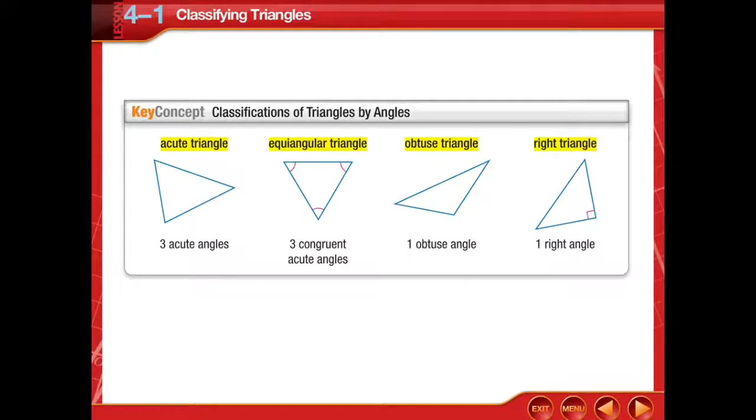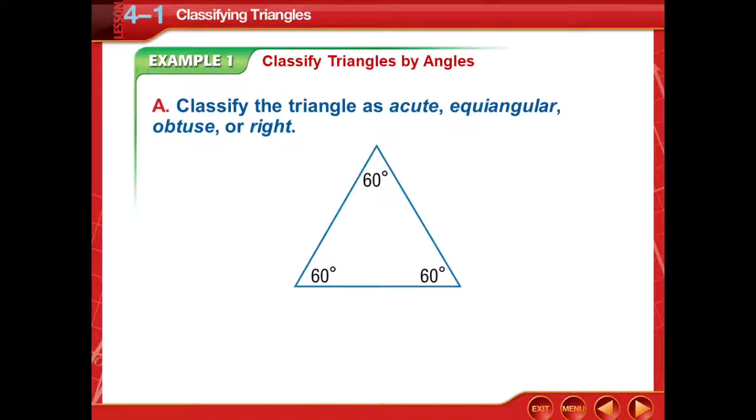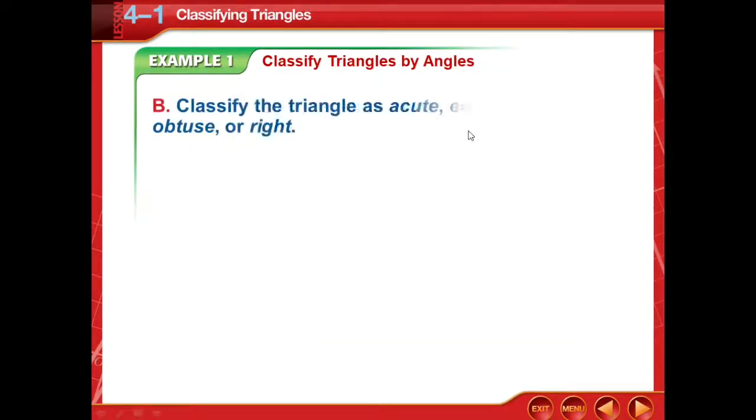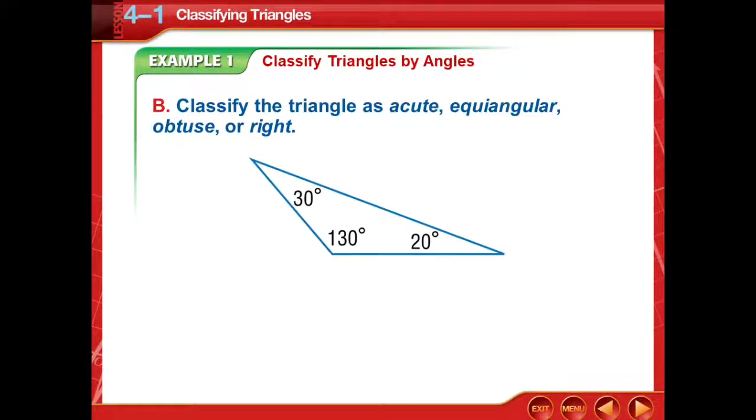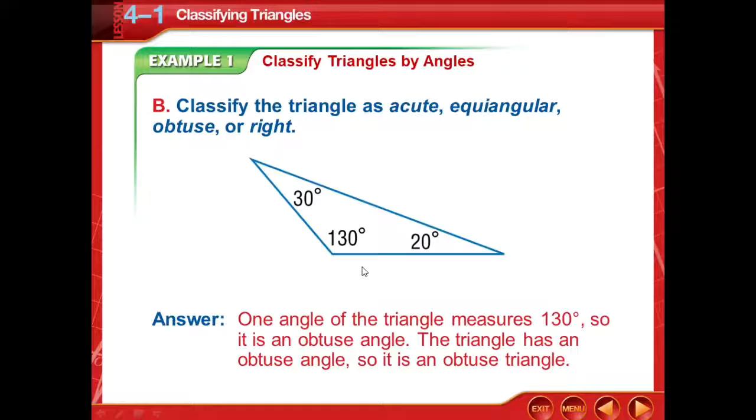Triangles are usually named by their largest angle. That is something you should probably write down, that triangles are named by their largest angle. We want to classify the triangle as acute, equiangular, obtuse, or right. Well, if I look at the angles, all the angles are equal to 60 degrees, and they are equal, therefore it will be equiangular. If I look at this triangle and I classify by the angles only, I see that the largest angle is 130 degrees, which is obtuse, and therefore this is an obtuse triangle.